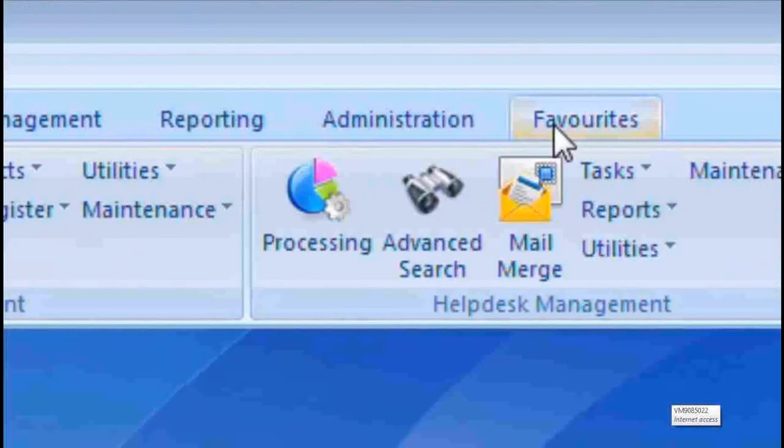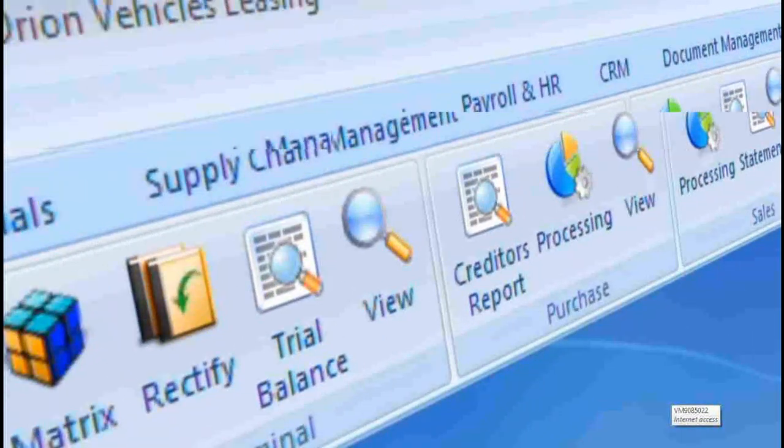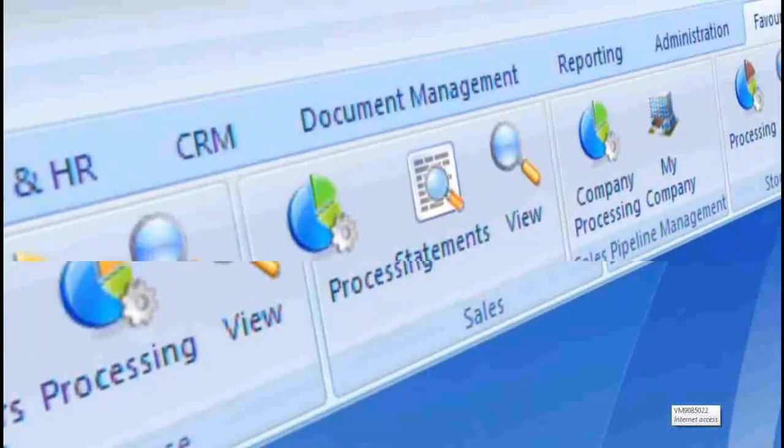It's got everything in it. This is a CRM, customer relationship management software as well.